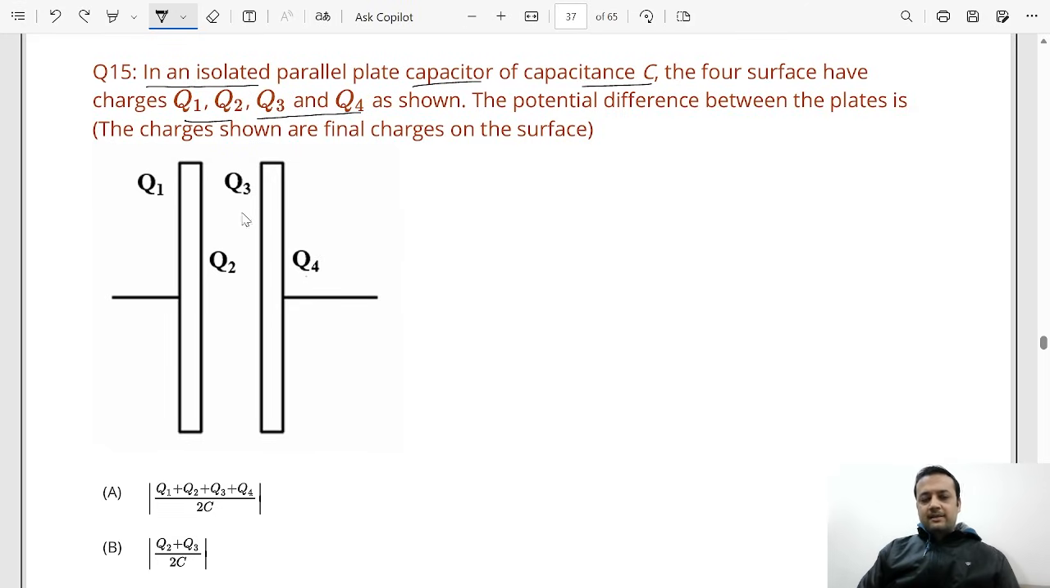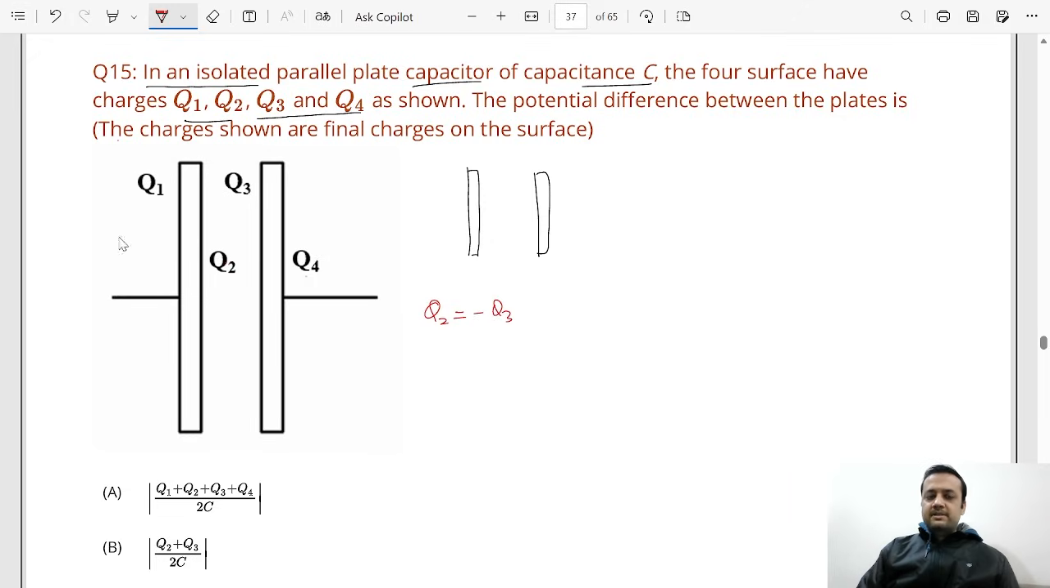Now, if you have a parallel plate capacitor, one thing you must be knowing is that on the facing surfaces, these are called facing surfaces. They are looking at each other, facing each other. So the charges are equal and opposite. That means if this is Q, this is minus Q. So Q2 and Q3 will be negative of each other. That is a given thing.